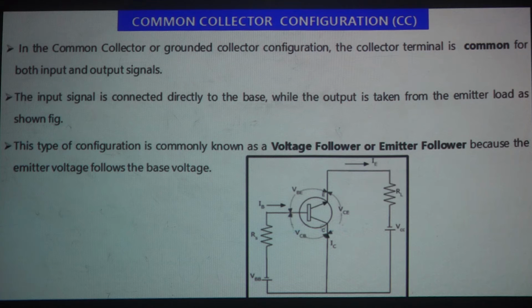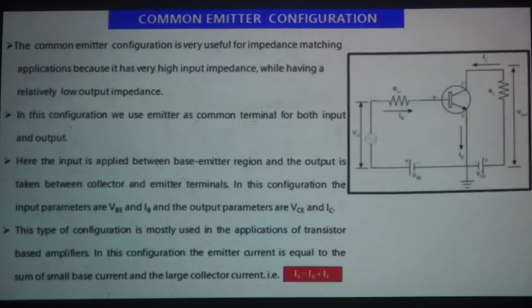This type of configuration is commonly known as a voltage follower or emitter follower, because the emitter voltage follows the base voltage. So this is the second type, the common collector configuration, that is the CC configuration.